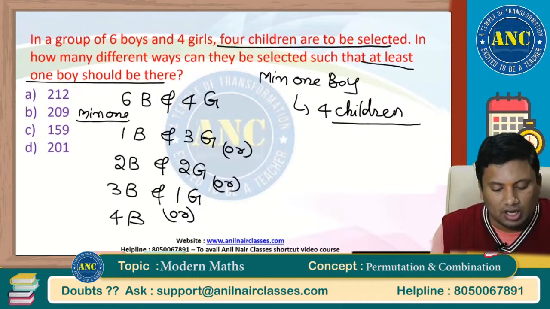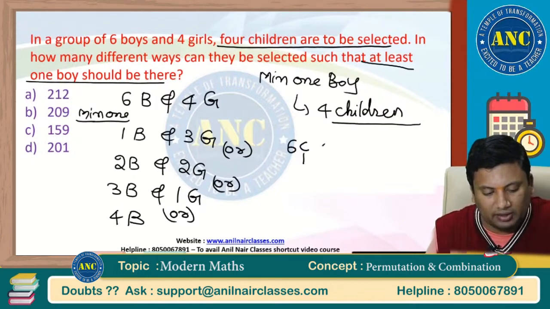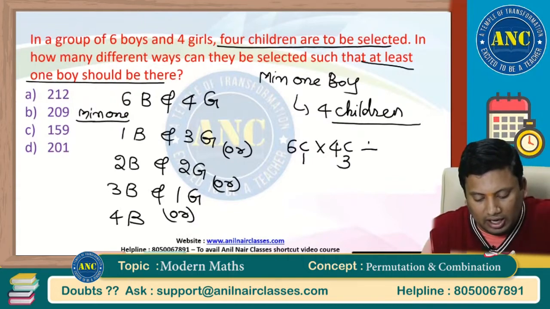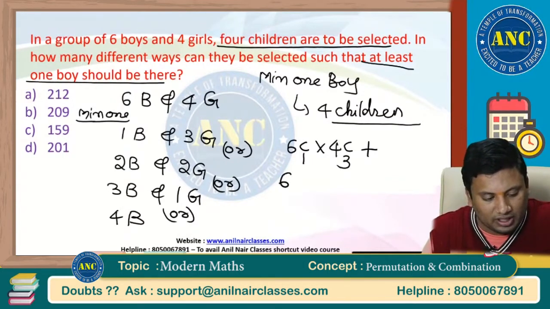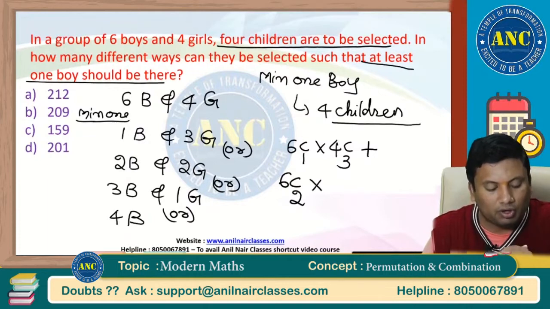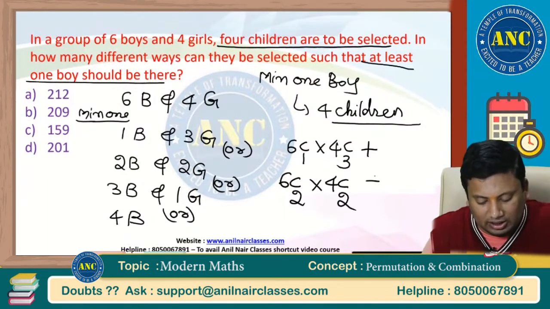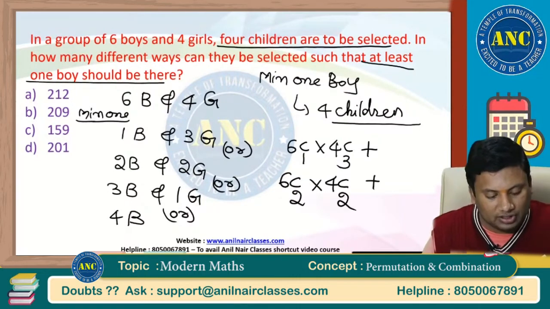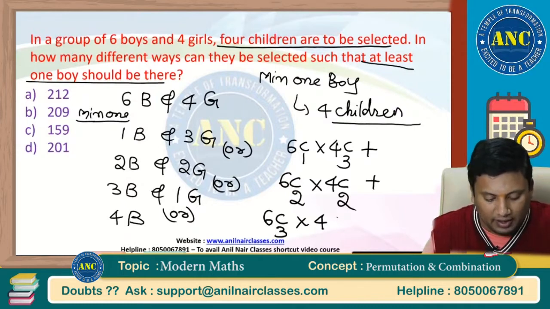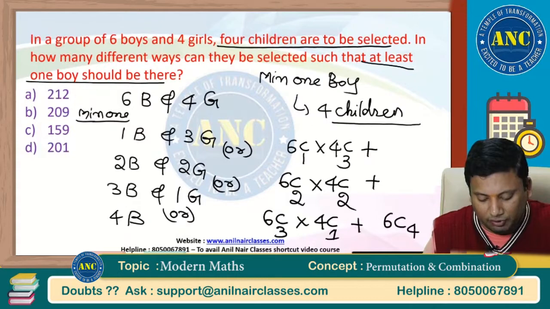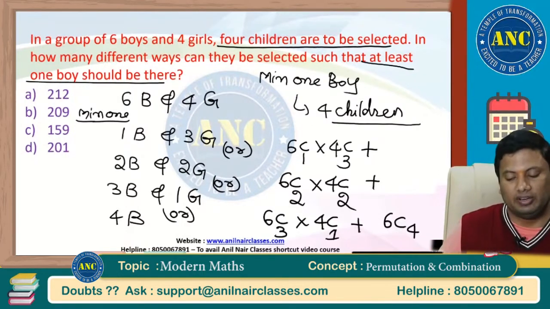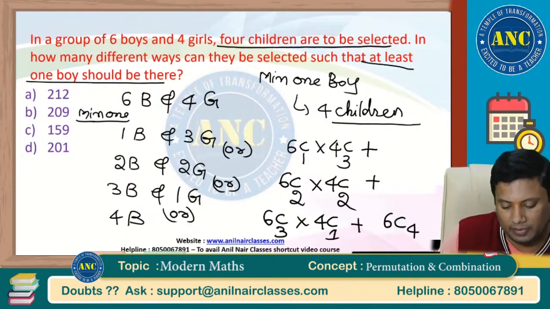So out of 6 boys select any one, into out of 4 girls select any 3. Or condition is plus. Out of 6 boys select any 2, out of 4 girls select any 2, 4C2. Or is nothing but plus. Out of 6 boys select any 3, out of 4 girls select any 1 girl, 4C1. Out of 6 boys select any 4. It is nothing but 6C4.